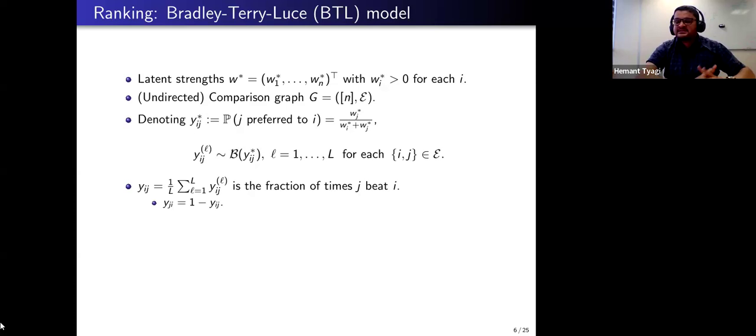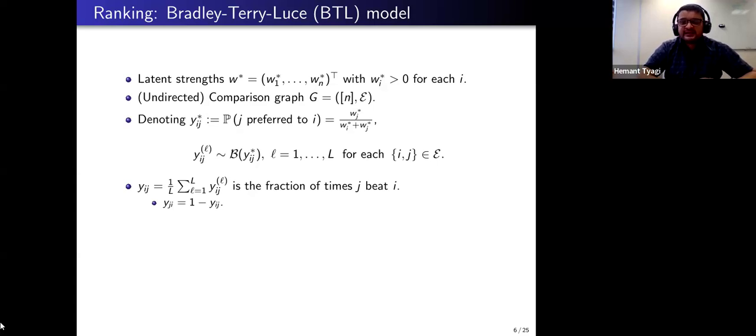Okay, and all these strengths are strictly positive, and we are given an undirected comparison graph G on these n items with edge set E. And now we generate the pairwise comparisons as follows. If you denote Yij star to be the probability that j is preferred to i, then we define this probability using these latent strengths as just the ratio of Wj star over the sum of the weights, Wi star plus Wj star. Okay, so define this for each i not equal to j.